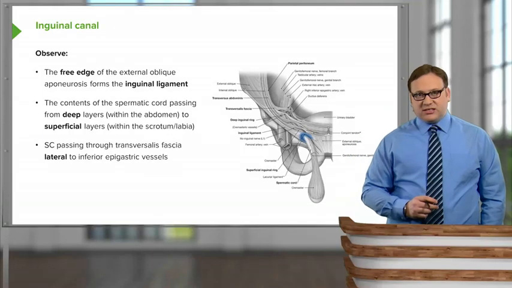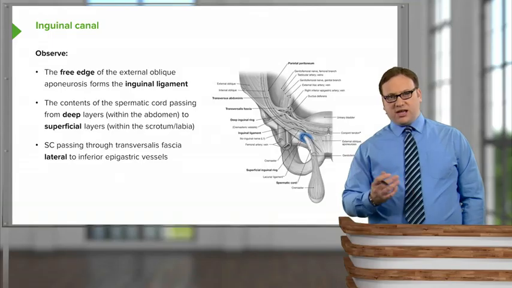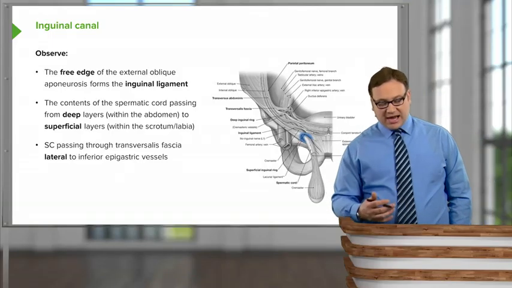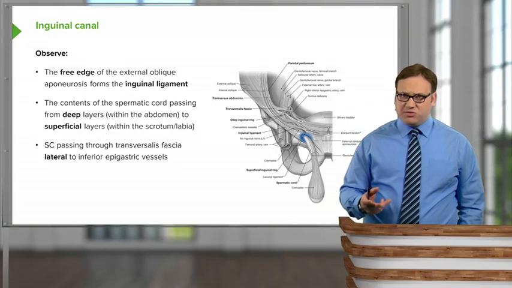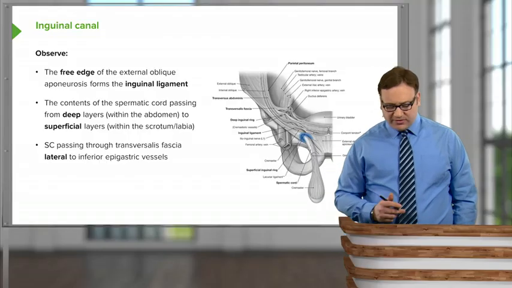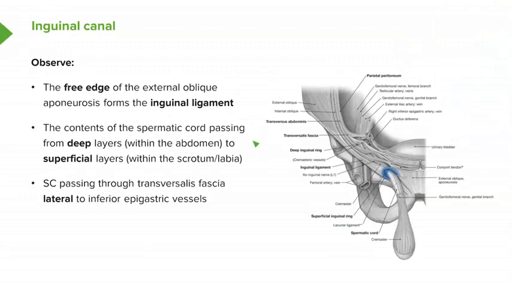And on this side of the screen, I've put in some details which help to explain the arrangement and the formation of the inguinal canal. What we can see is the free edge of external oblique aponeurosis. External oblique, we see muscle here, is running down in this direction. Remember, it's running downwards and forwards.